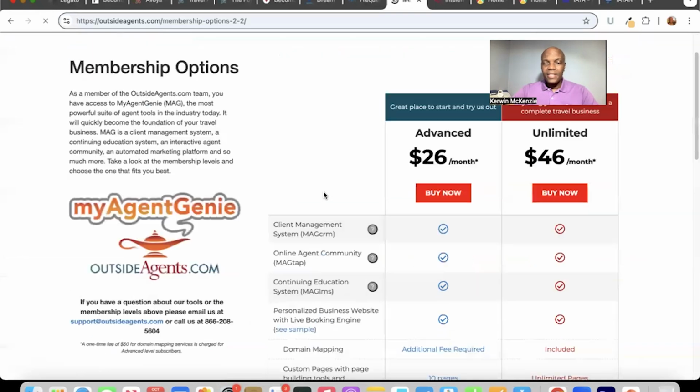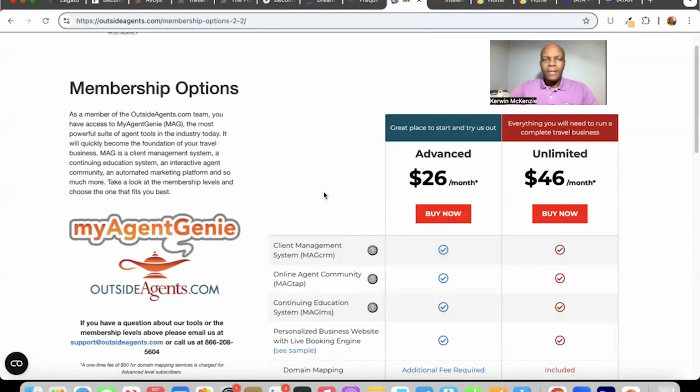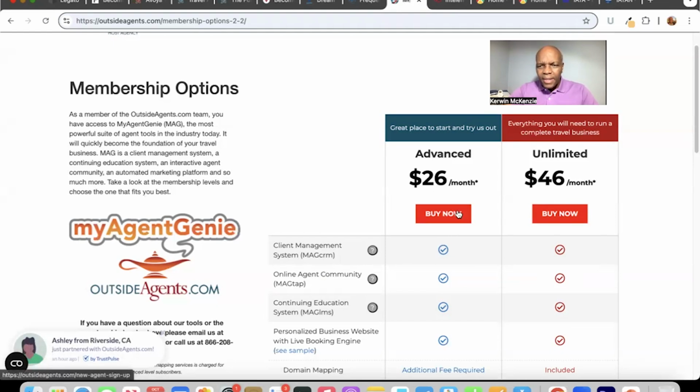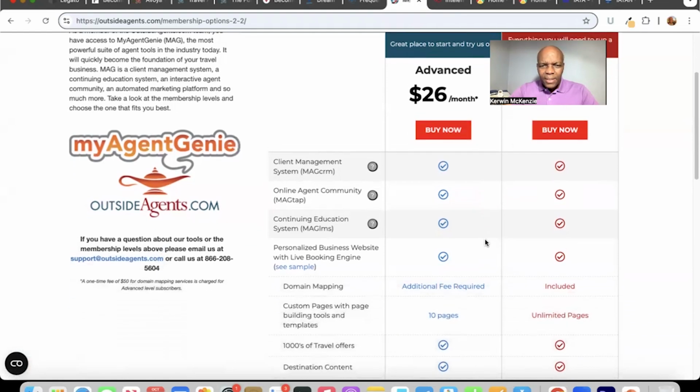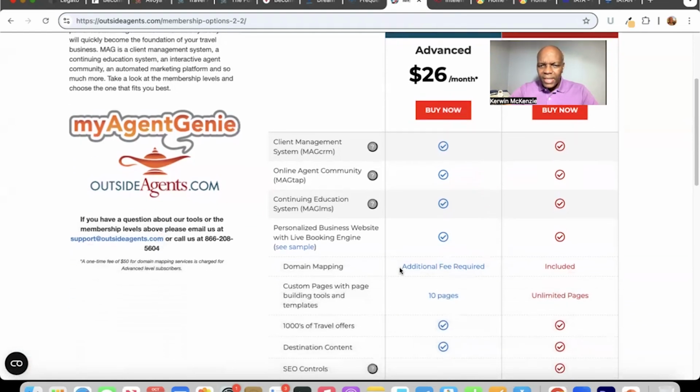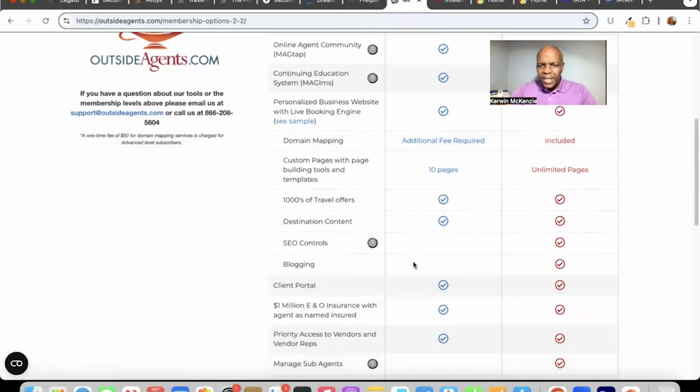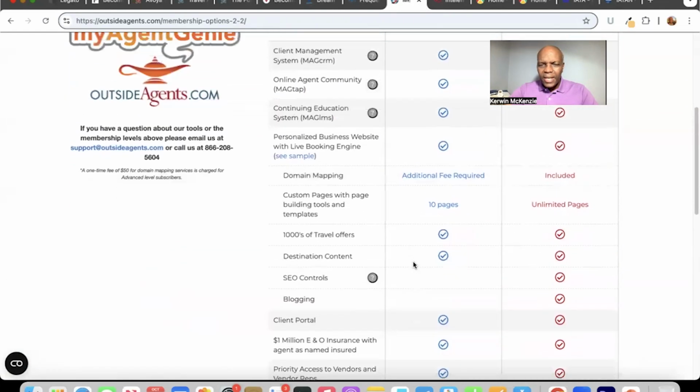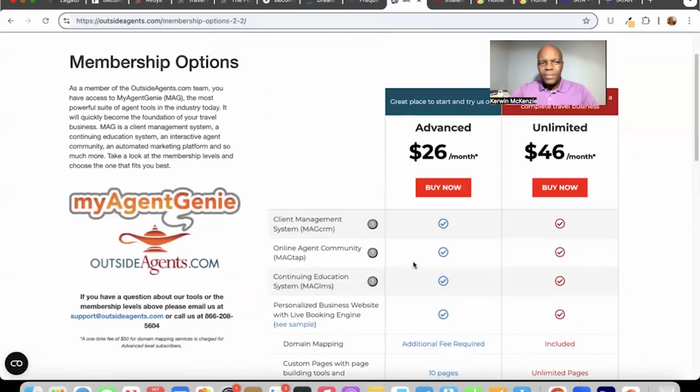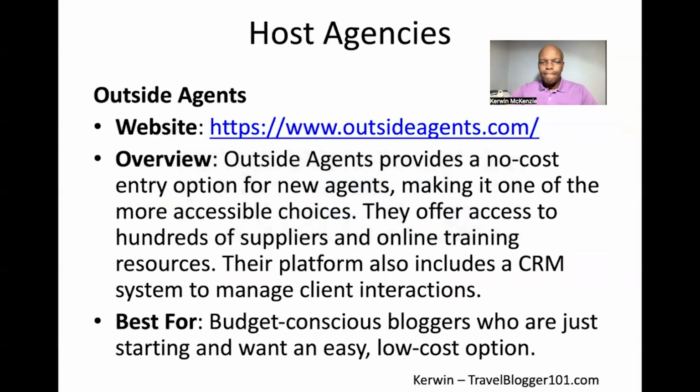So let's get started. Let's see how they ask. So you pay, well, I guess it's harder to tell now because it's 26 bucks a month and 46 for unlimited, I guess based on what the different things are. So you can see what you're signing up for, but pretty much you're paying anywhere between $26 a month and $46 a month.